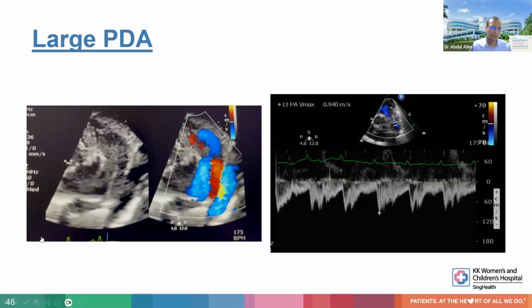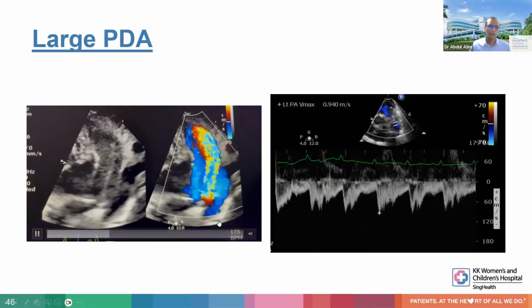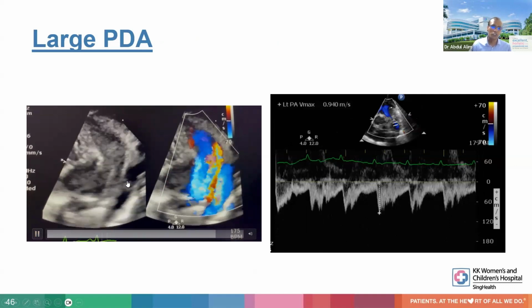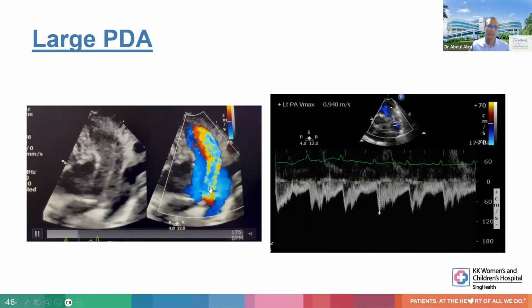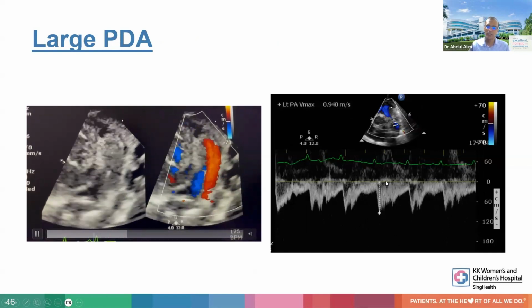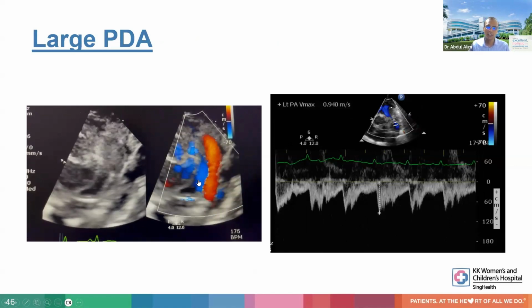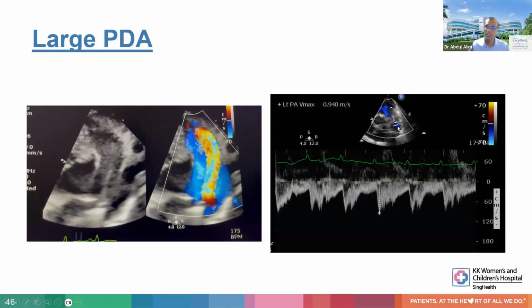This is another example of a large PDA, the patient which I showed earlier. You can have a 2-vessel view showing a large PDA with a large shunt. In the same patient, when we see the Doppler in the left pulmonary artery on the right-hand side, the diastolic flow is as high as 0.5 meters per second. The peak systolic velocity is 0.9. The maximum diastolic velocity is as high as 0.6. So this is a large hemodynamically significant PDA.